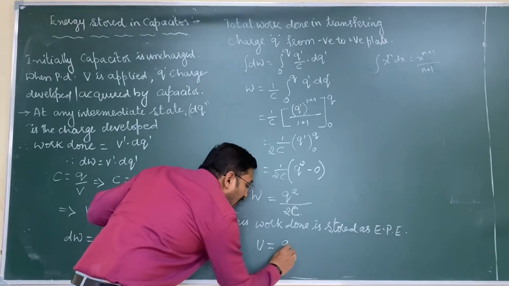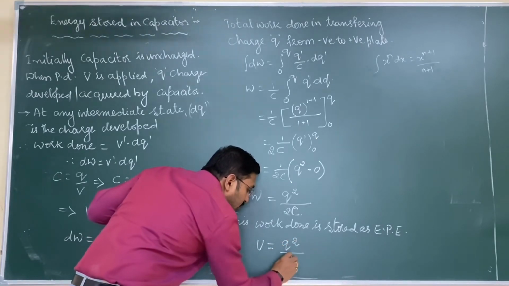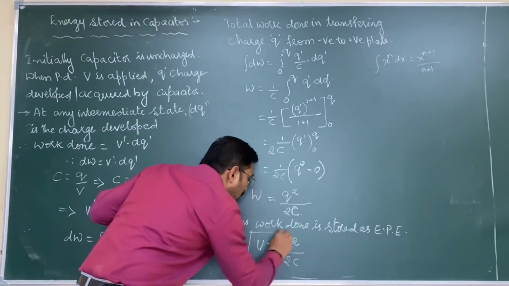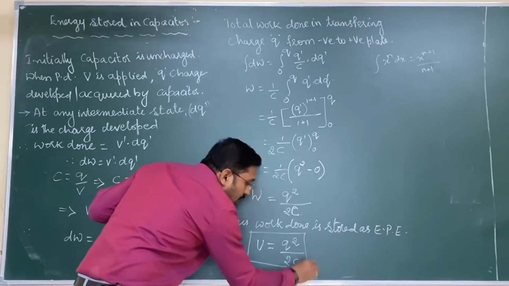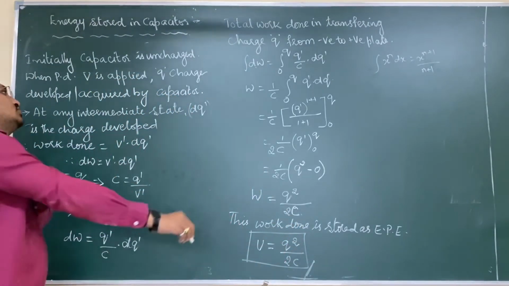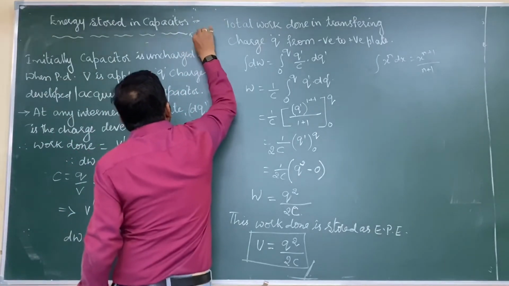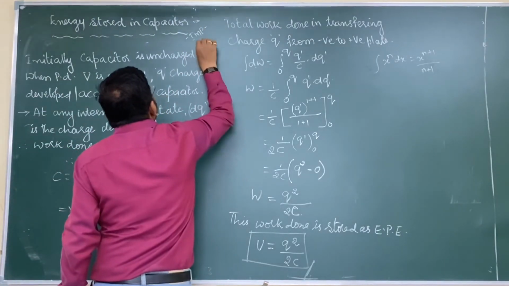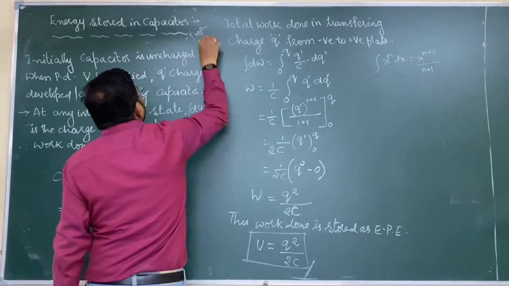Therefore, you have U is equal to Q square divided by 2C. This is the required expression. Okay, and yet again, this is important for final.